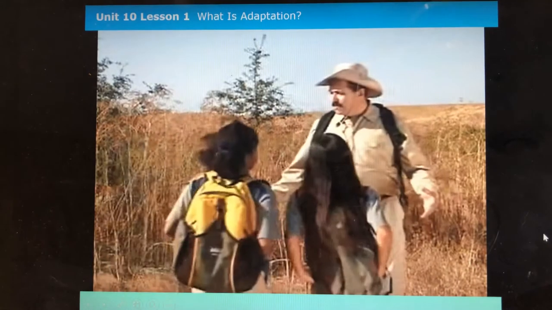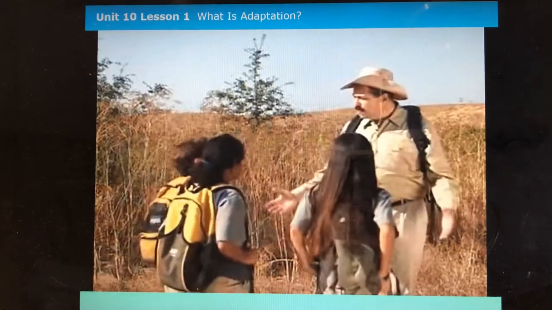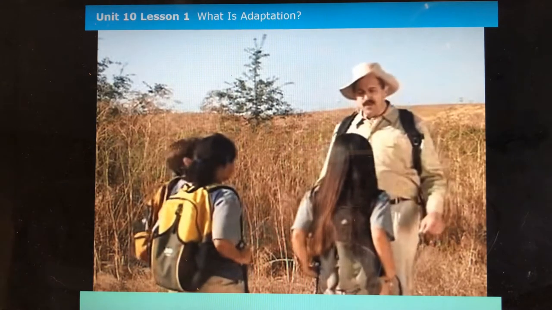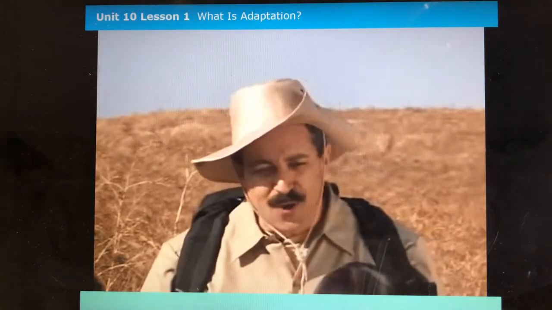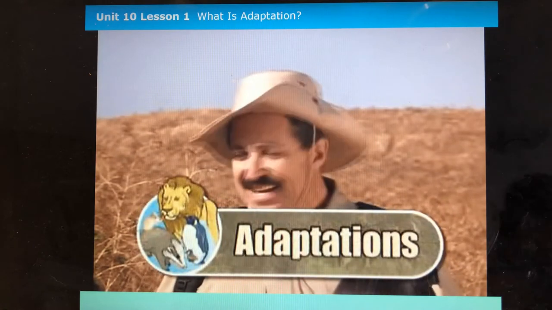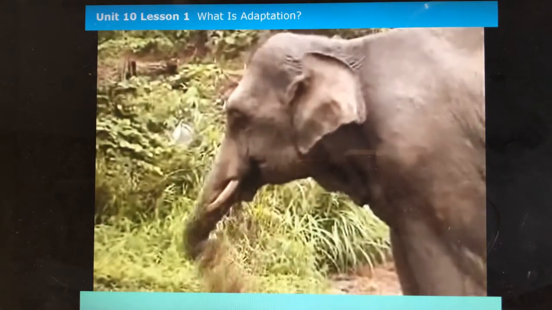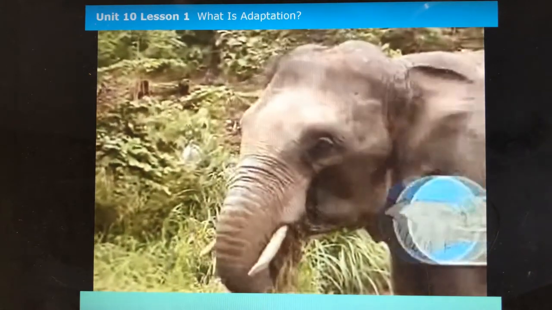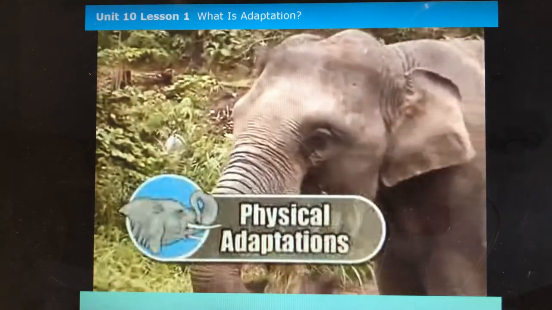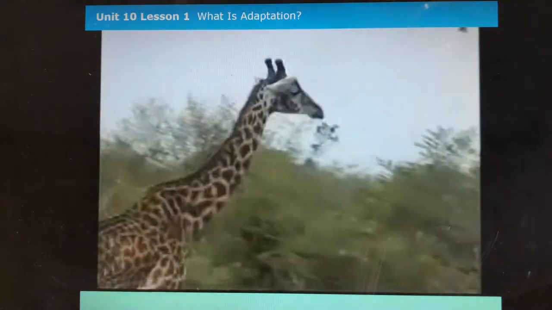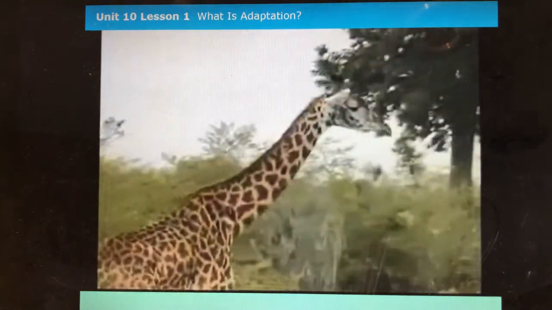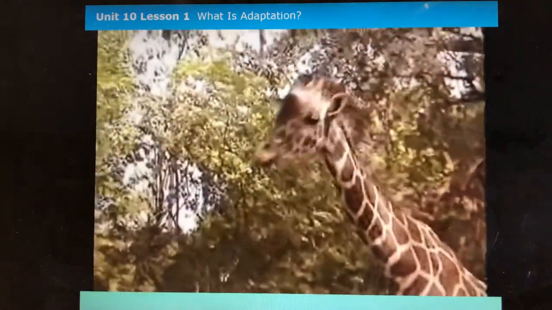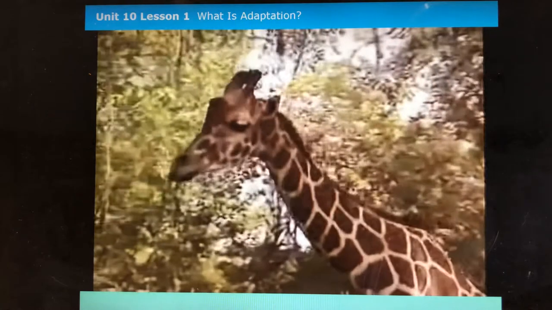Animals survive because each kind of animal has special features or characteristics that help them meet their needs in whatever environment they're in. These characteristics are called adaptations. An animal's adaptation may be a physical part of the animal. This is called physical or structural adaptation. A giraffe's long neck is an example of this kind of adaptation, because it allows the animal to reach the leaves at the tops of trees.